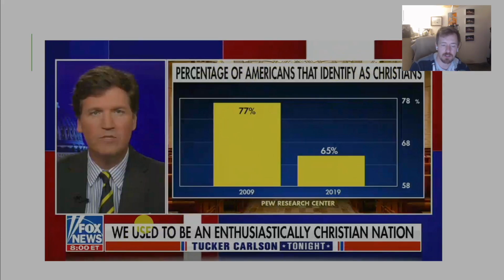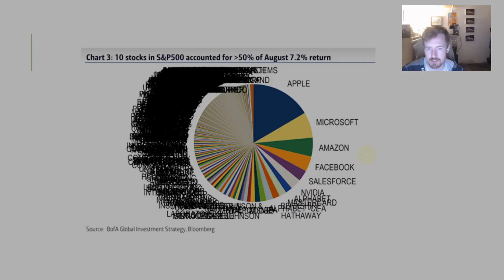Here is another one looking at the percentage of Americans that identify as Christians. So here you can see the bullet point, we used to enthusiastically be a Christian nation, and we're moving from 2009 to 2019. We're moving from 77% to 65%, but you can see that this looks like maybe not even half of the United States considers themselves Christians anymore. Whereas if we look at the axis here, that 50% is way down here, right? Suggesting that while, again, there may be a trend, it is not as drastic as this data suggests.